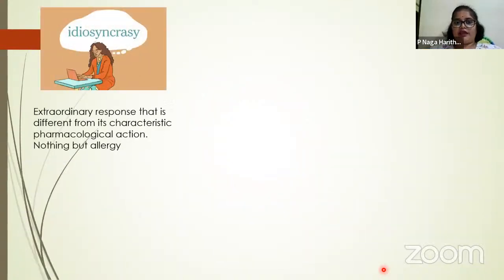And the next factor we have is idiosyncrasy. Idiosyncrasy is nothing but, instead of showing its usual pharmacological action, if it is showing any other action, then it is called idiosyncrasy. Usually we call it an allergy. That's why whenever you go to the physician, they would ask you, are you allergic to any food or are you allergic to any medications? Because that is also going to affect the calculation of the dose.